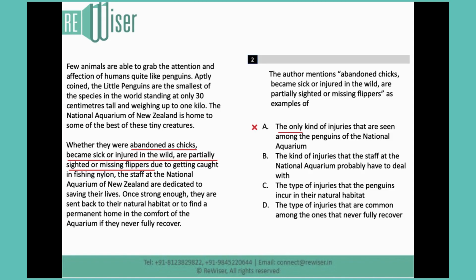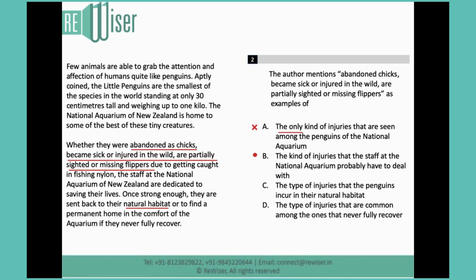No, I would not take that as the answer because it's not mentioned that these are the only kind. See, extreme words, unless they're supported by the passage, if they appear in the answer option, you would normally view it with great caution. B. The kind of injuries that the staff at the National Aquarium probably have to deal with looks nice and wishy-washy. This is the kind of answer the SAT likes. Would keep this.